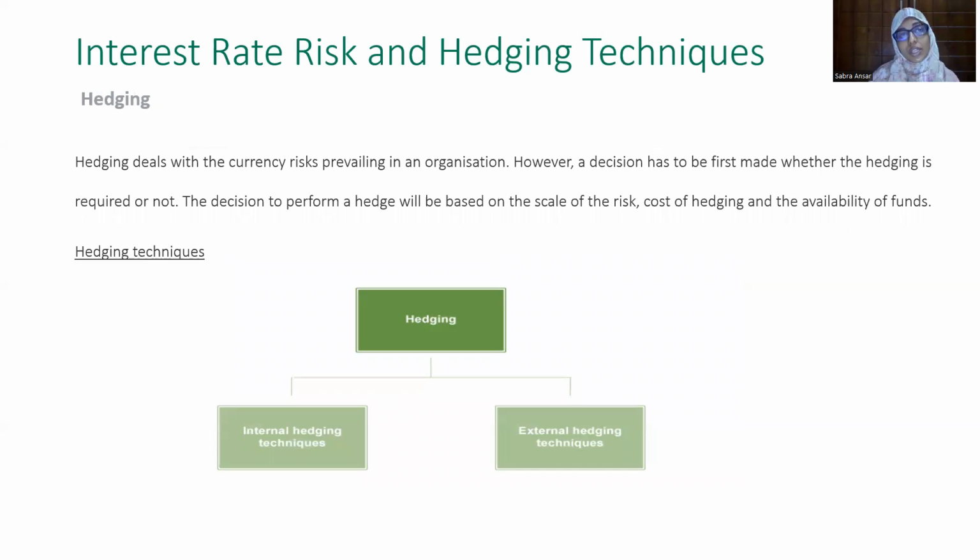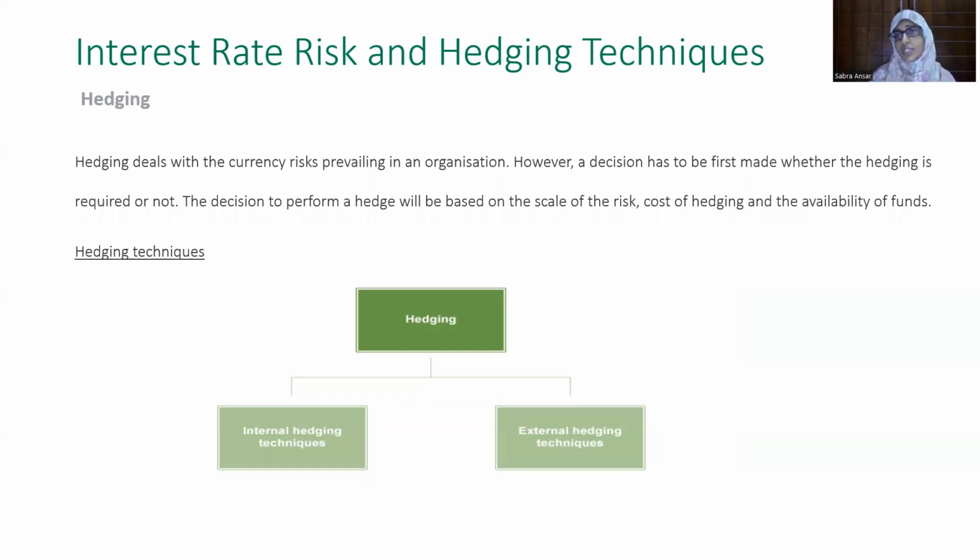Moving on, we'll be talking about hedging. Hedging basically deals with the risk prevailing in an organization. When a decision has to be made first on whether hedging is required or not, it will be based on the scale of the risk, the cost of hedging, and the availability of funds.